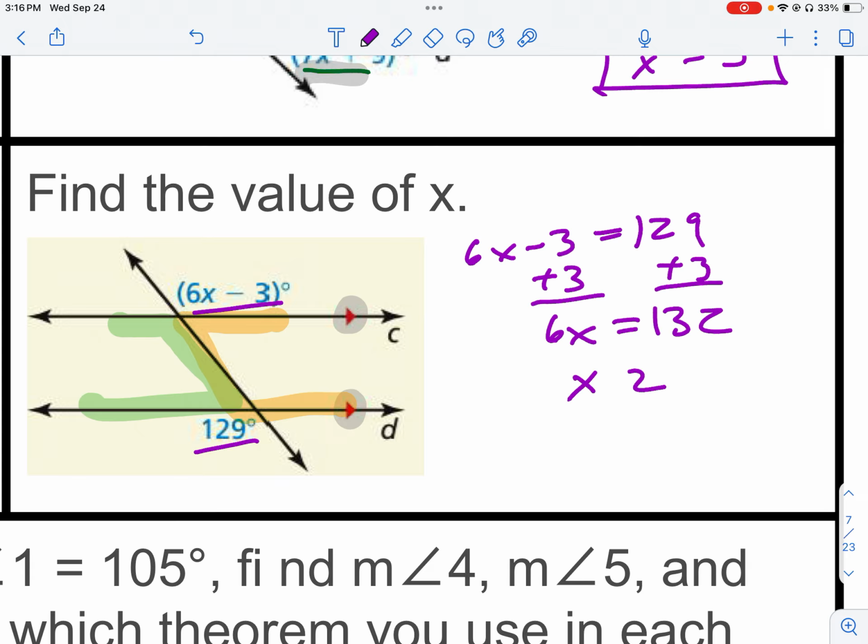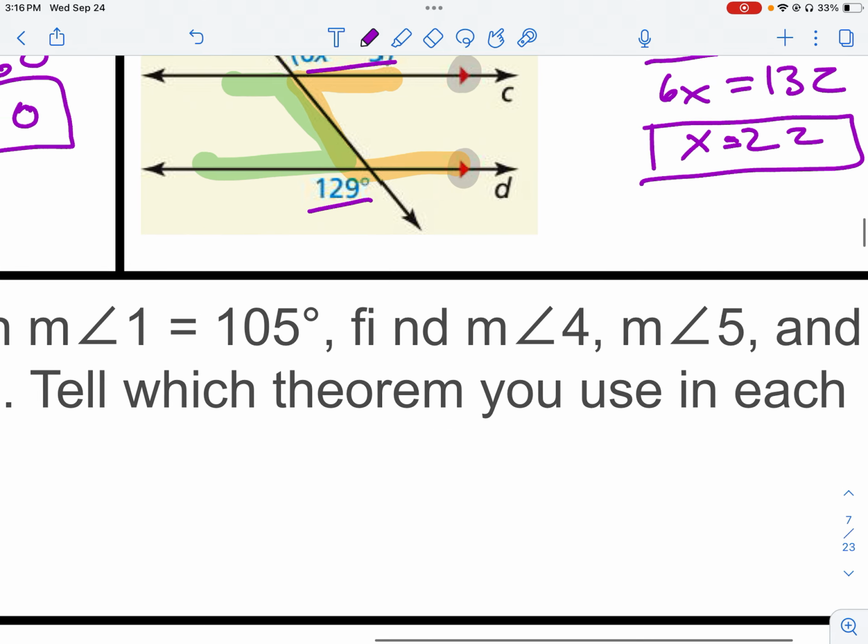And then we're going to get x equals 22. We only had to find the value of x, so we're done.